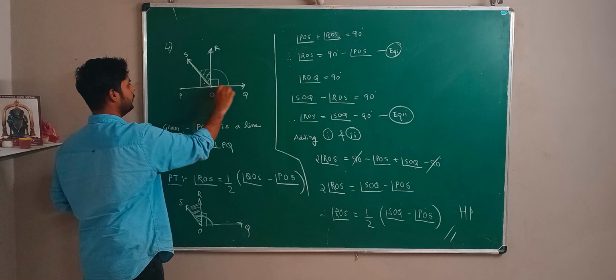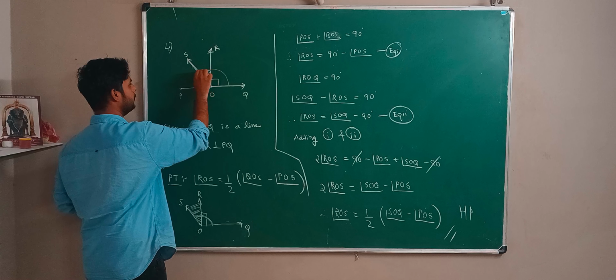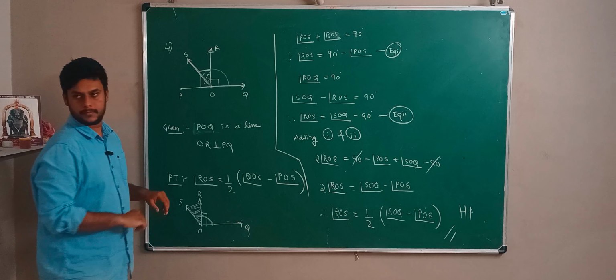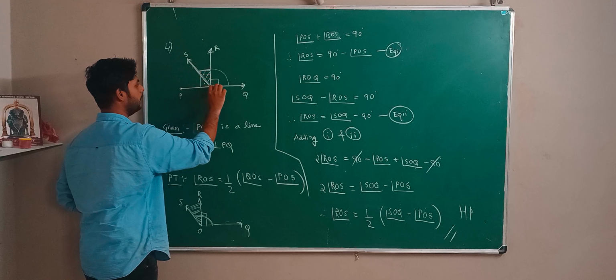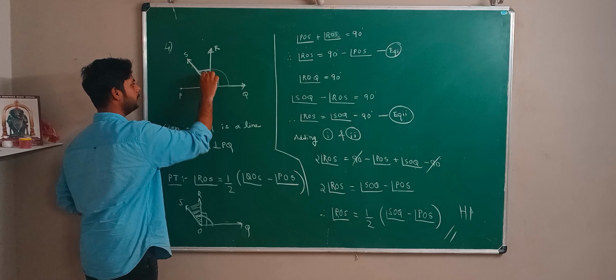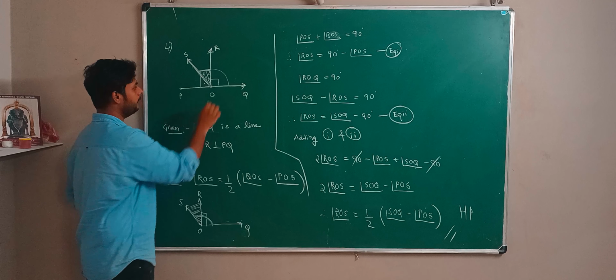SOQ minus this angle, the shaded part. SOQ, this whole angle, minus this shaded part. If I subtract that, what will I get? I will get this angle.